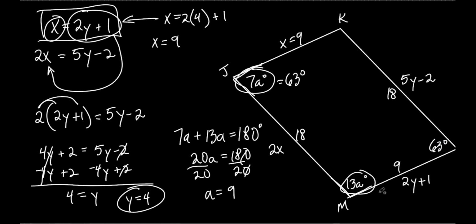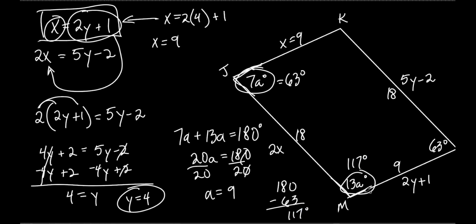Now 13 times 9, I don't know what that is off the top of my head. All right, but you could do this. If you know this is 63, you could do what to find this angle? You could go 180 minus 63. If you think that's easier than going 13 times 9, that's fine. And what is this? 117. So this would be 117.